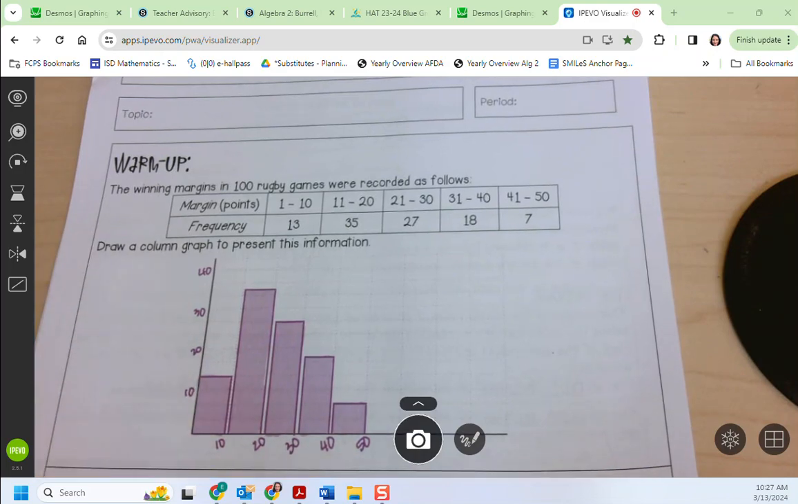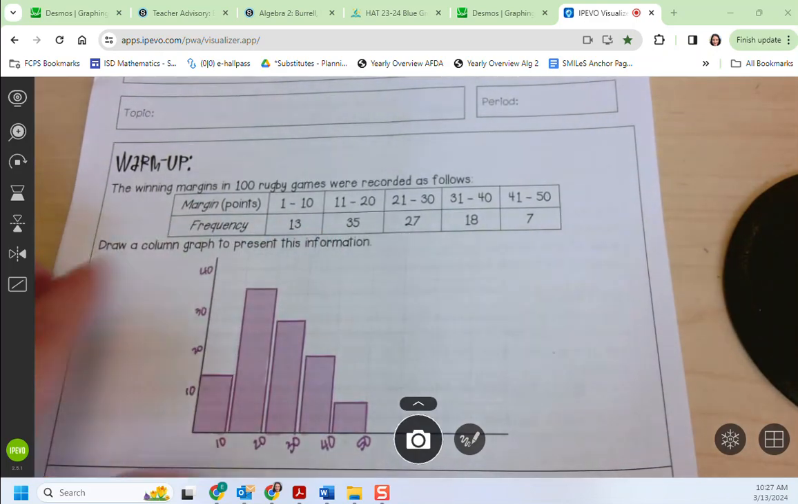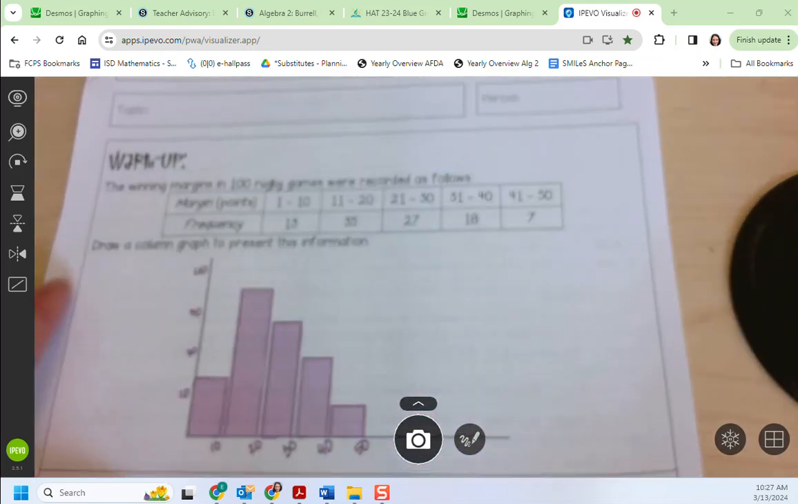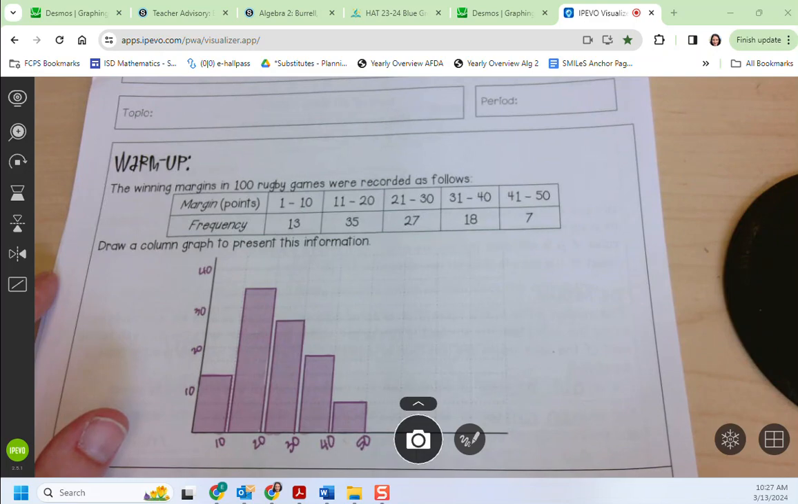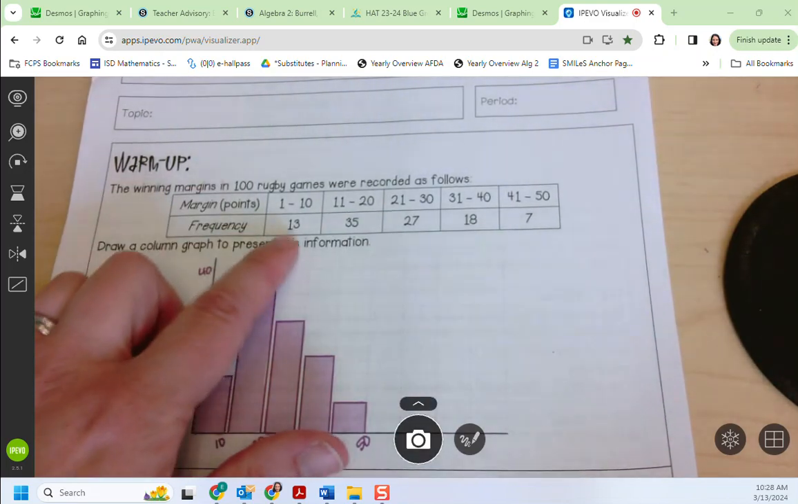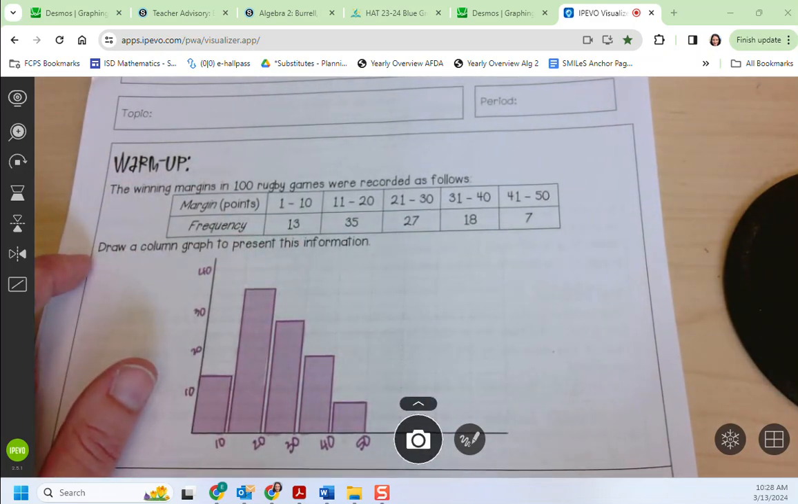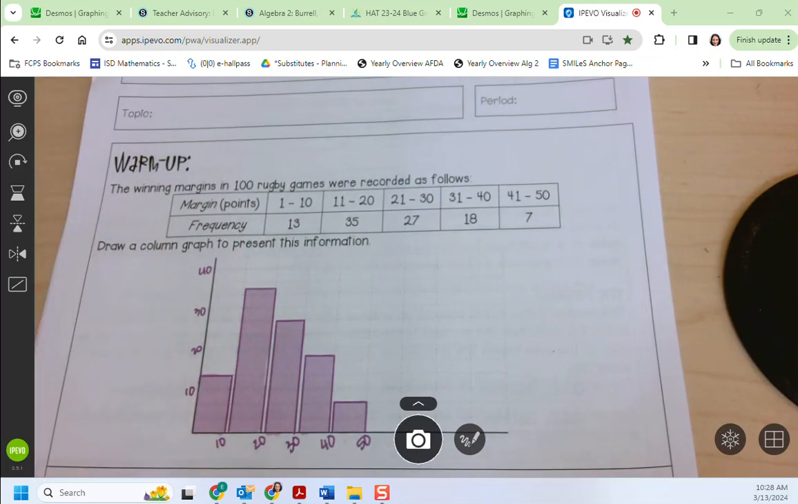One thing that's interesting is that even though this data has intervals, it's a column graph, and that's because it's discrete. We're not going to have somebody made a margin of 13.5. Like you can't have a 0.5. You can, but I'm getting started on notes. It's up to you.